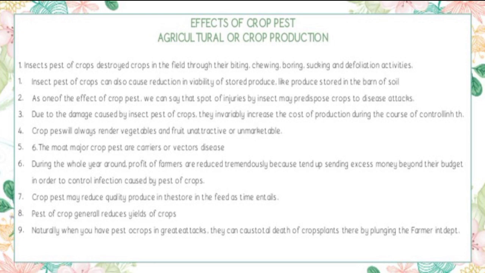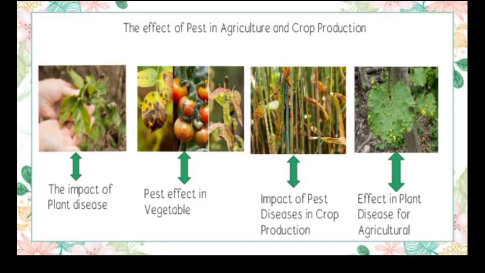Next, crop pests may reduce the quality of produce in store and in the field as time passes. Also, pests of crops generally reduce yields of crops. Last, naturally when you have crops under great attack, the effect of pests in agriculture and crop production. The impact of plant disease, pest effect in vegetables, impact of pest diseases in crop production, and the last is effect of plant disease for agriculture.